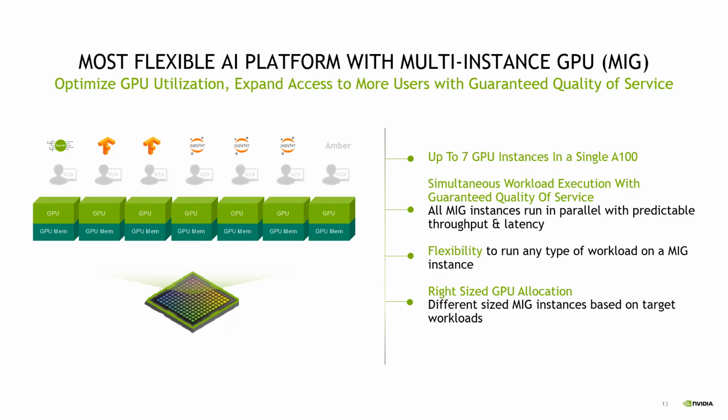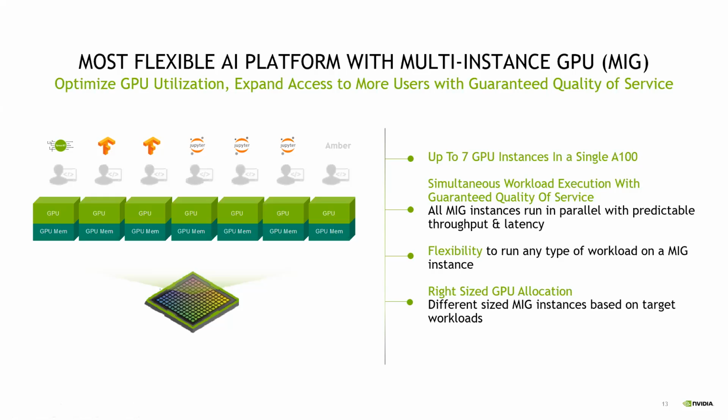Let's assume that you can get up to 7 GPU instances in a single A100, and you have 8 A100s available inside your server. So a single A100 can be sliced into 7 GPU instances. 7 times 8 turns out to be 56 concurrent GPU instances at once. So what is the meaning of this slicing?